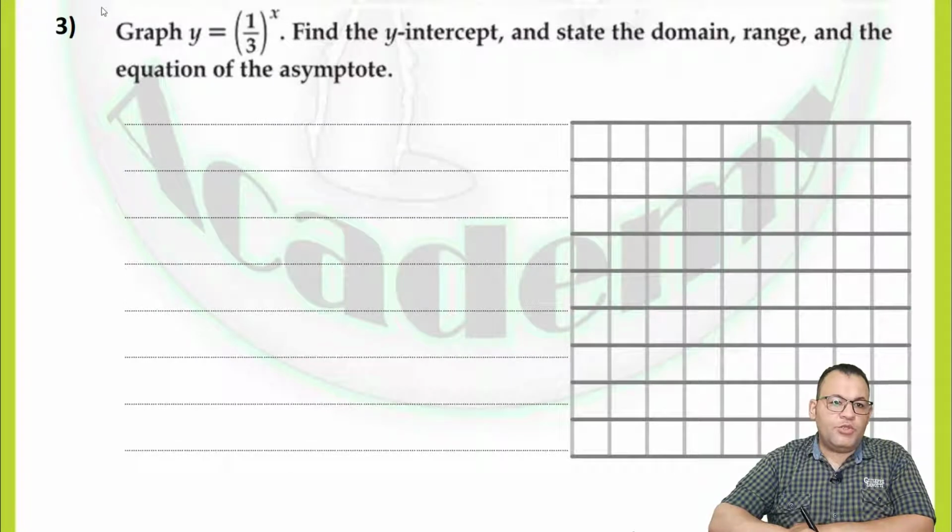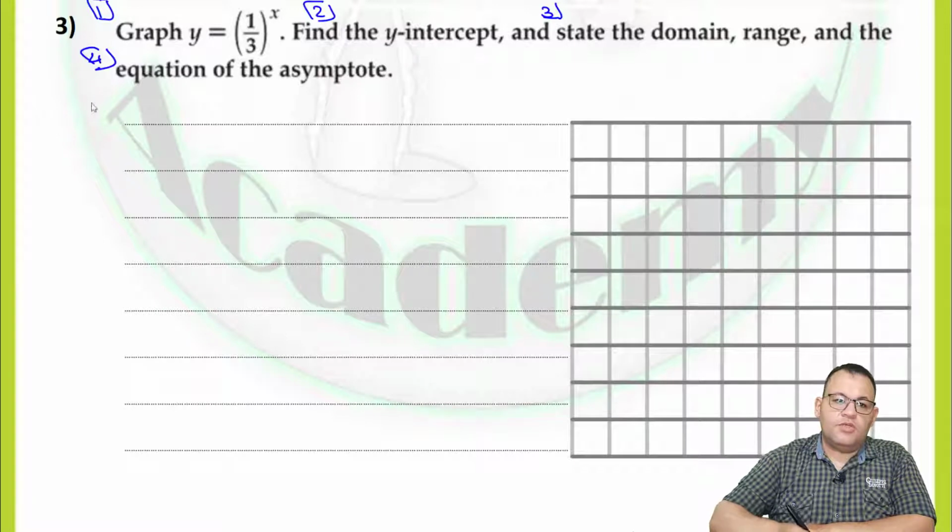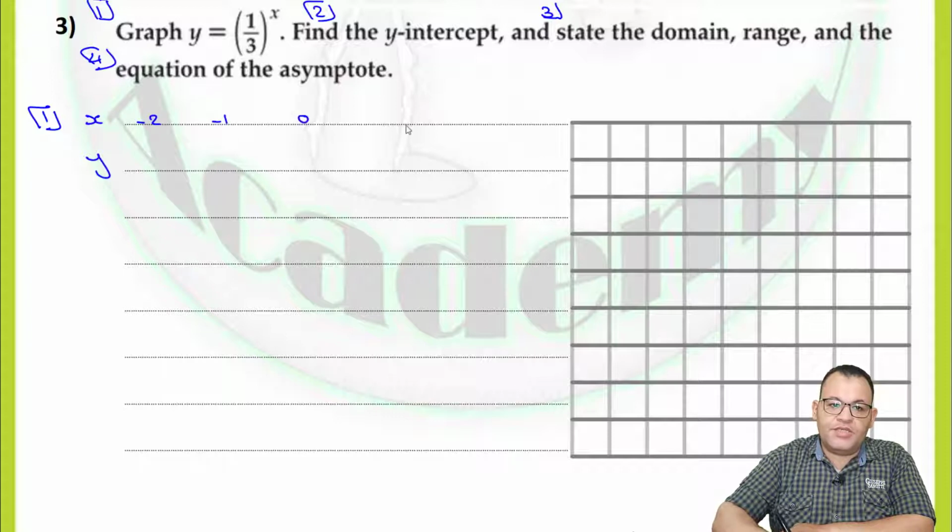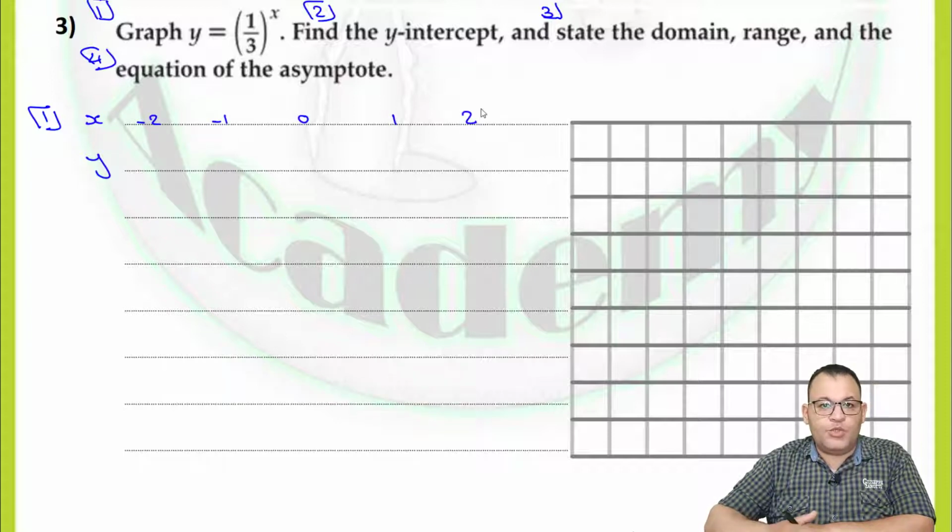In this problem, we need to graph y equals 1 over 3 to the power x. Then we need to find the y-intercept. After that, we need to find the domain and range. Then we need to find the equation of the line of asymptote. So step number 1, to graph, we always use -2, -1, 0, 1 and 2 instead of x.